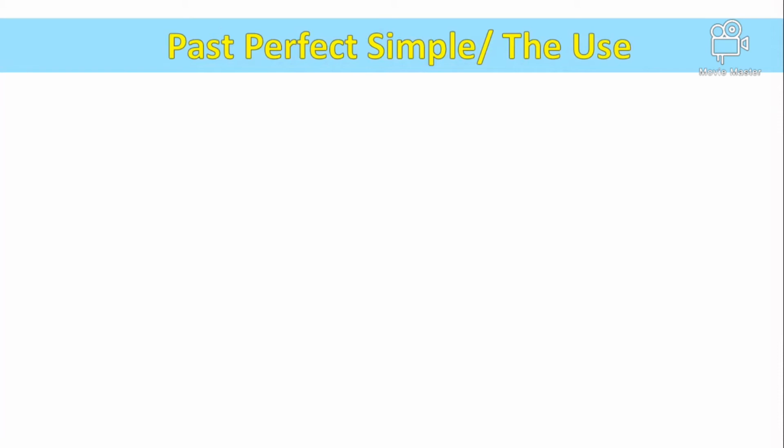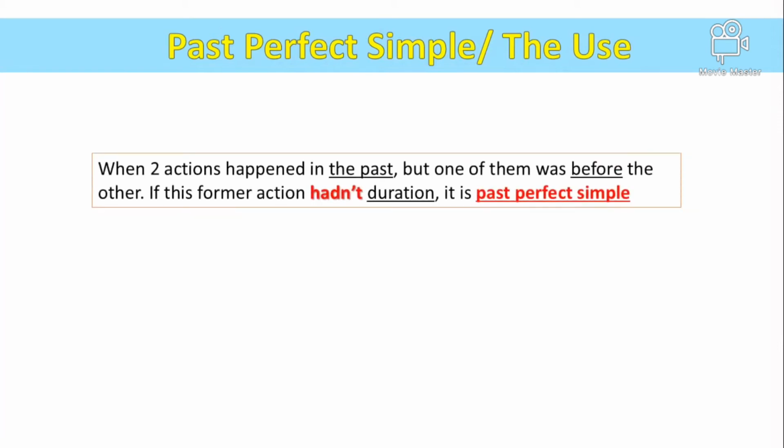Past perfect simple. The use. When two actions happened in the past, but one of them was before the other. If this former action had no duration, it is past perfect simple. Have a look at the graph below. You can find the past perfect simple, which happened before the past and had no duration.